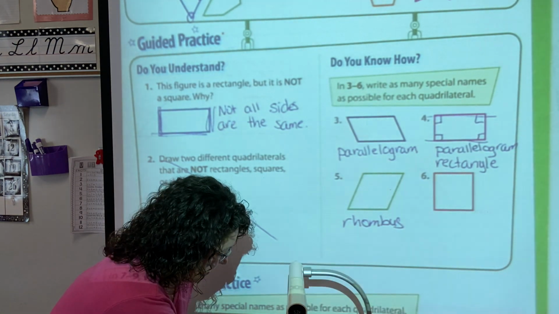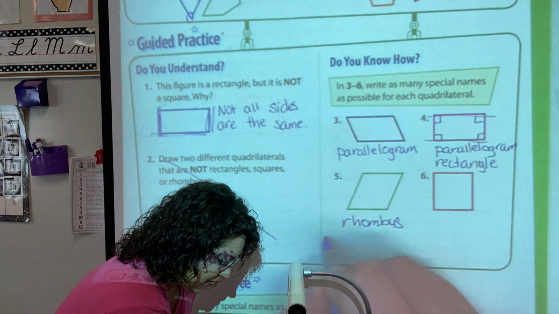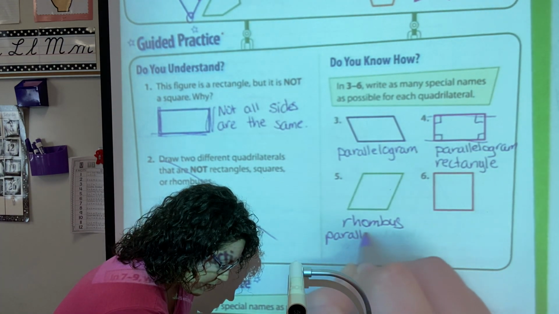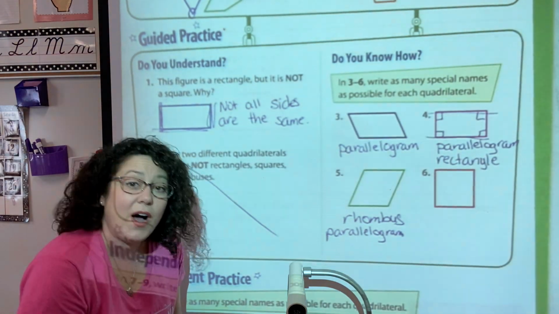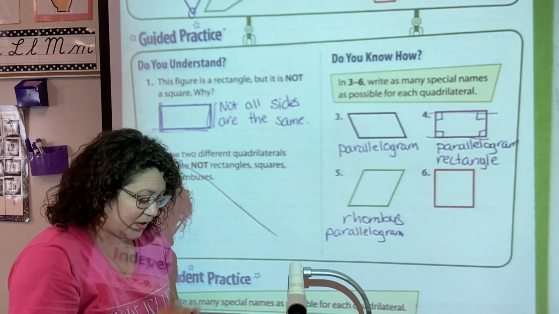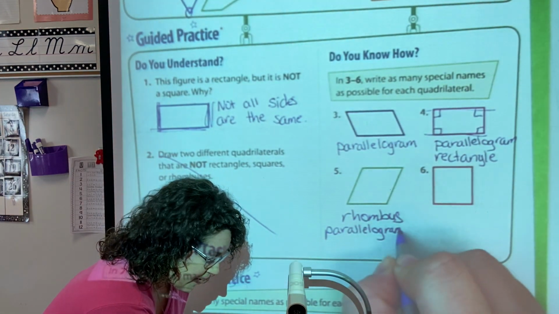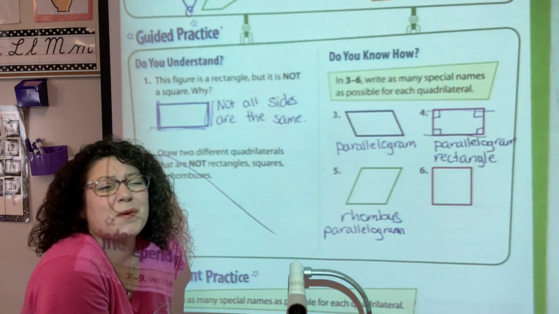And it would also be a parallelogram because opposite sides are the same. They're all the same, but even the opposites are the same. That's why it's also a parallelogram. I know it can be confusing. That's why we took our notes.